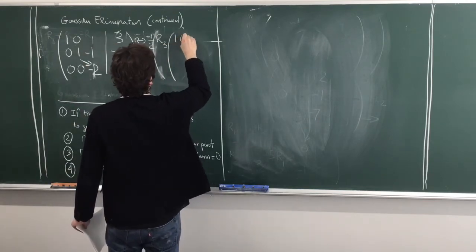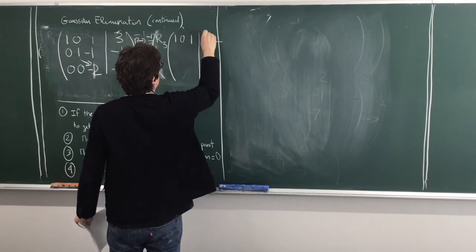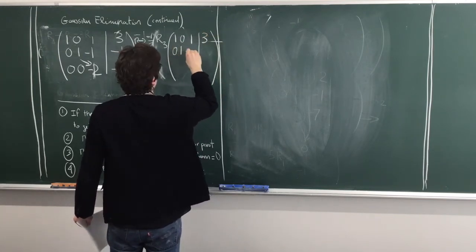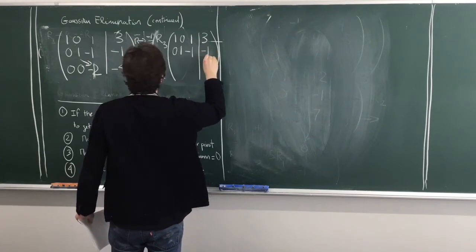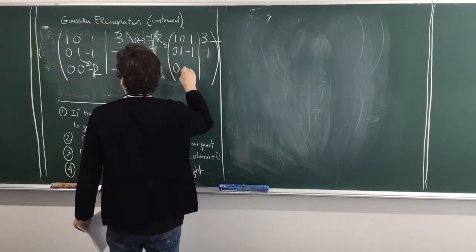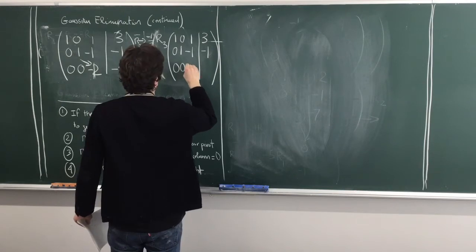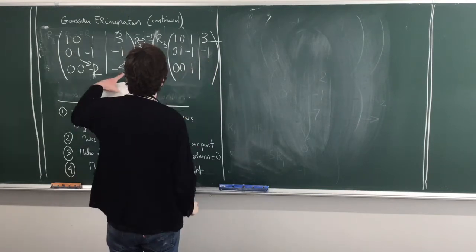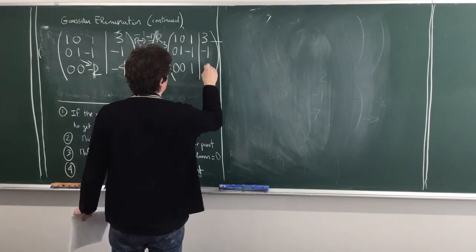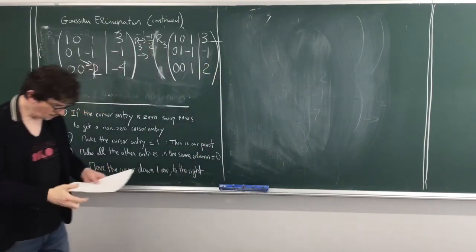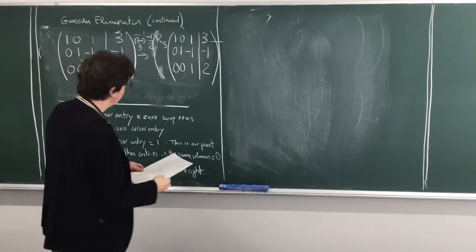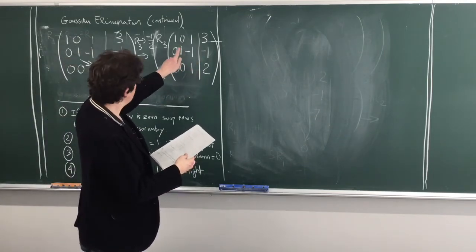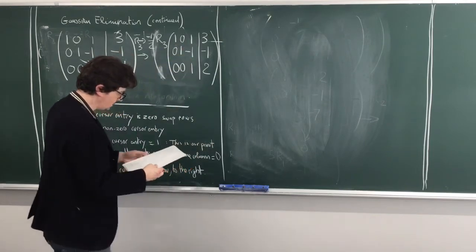I get 1, 0, 1, 3. And then 0, 1, minus 1, minus 1. And then 0, 0, 1, and then minus 4 divided by minus 2 will get 2. Okay, that looks pretty good. I'm checking if this is correct.